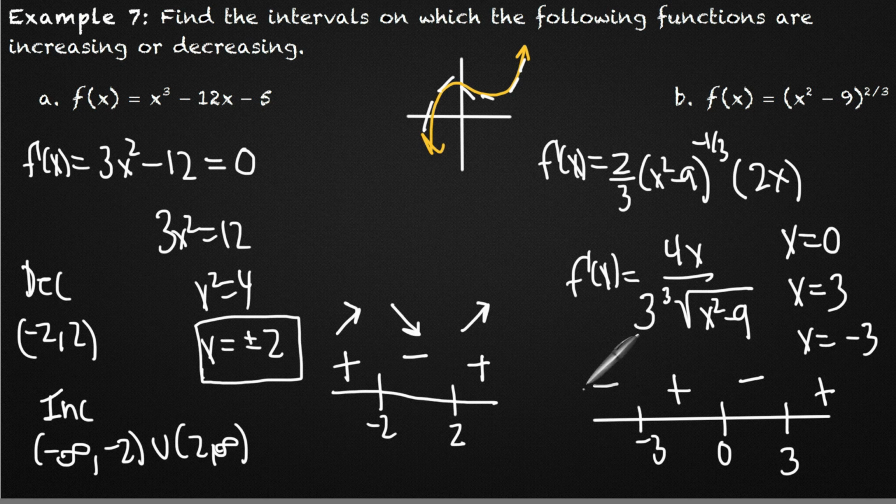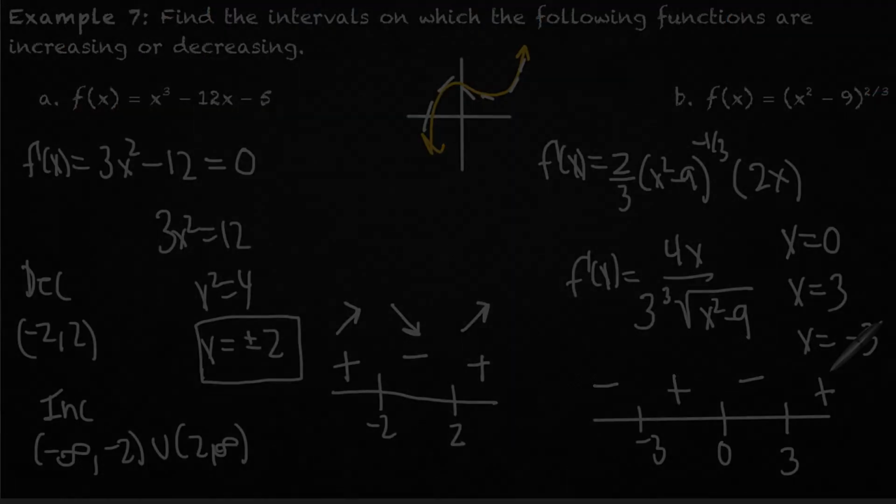So you can go ahead and write the intervals out. It's going to be decreasing from negative infinity to negative 3 in union with 0 to 3. It's going to increase from negative 3 to 0 in union with 3 to infinity.